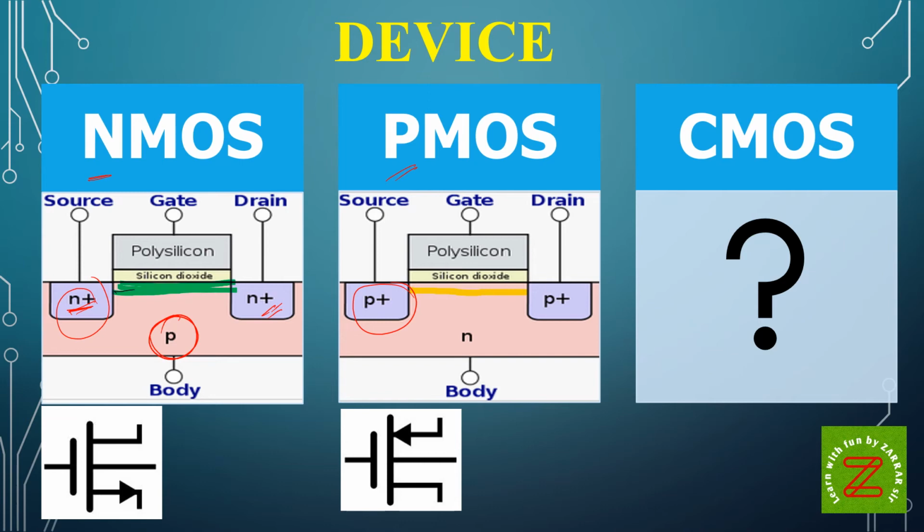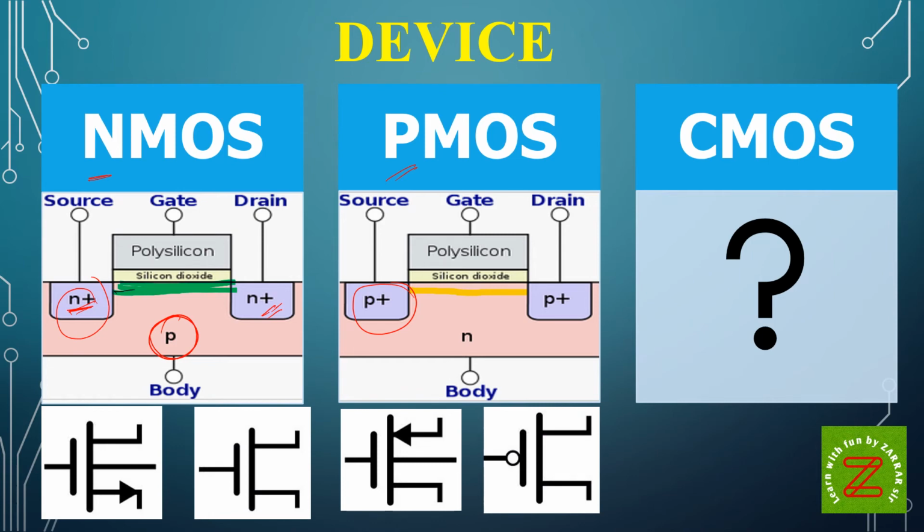The arrow over here represents an important point: the direction of current flow. It is flowing from source to drain in one, and from drain to source in the other. Now this is the symbol of NMOS and PMOS in analog. This is the symbol for digital. In digital there is no arrow, but do remember, for PMOS we have something called a bubble, which means it is operating as the opposite of NMOS, which we can understand easily.